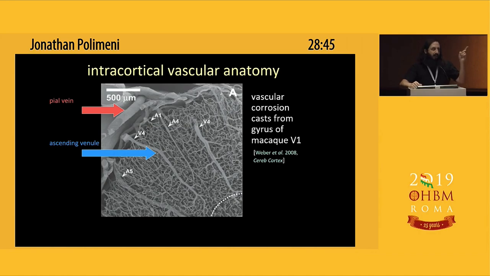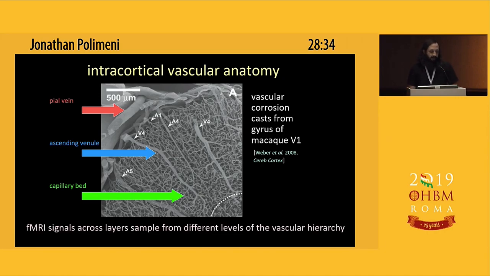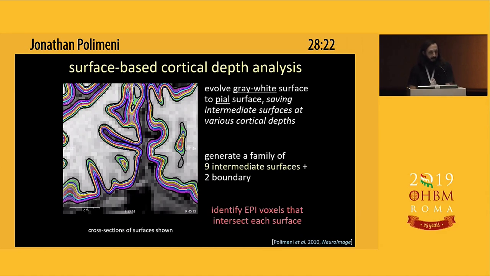These are especially important in the context of laminar fMRI because they can be a source of coupling of the fMRI signals across layers. And I'll be talking about that a little bit more in a few slides. And of course, within the parenchyma, there's this randomly oriented capillary bed. So we have to be mindful of the fact that fMRI signals across layers sample from different levels of the vascular hierarchy, and therefore we are expecting to see different couplings and different contributions of the vasculature as a function of cortical depth. So in order to perform this first step, we perform a cortical depth analysis.